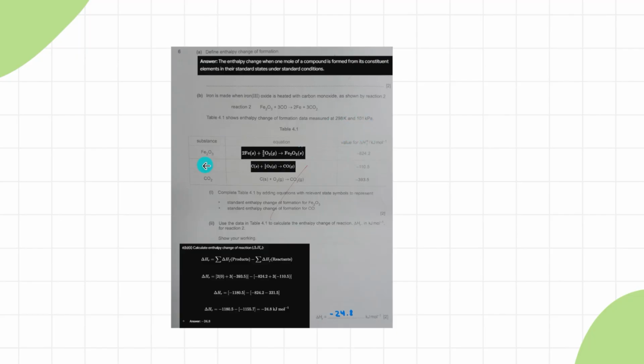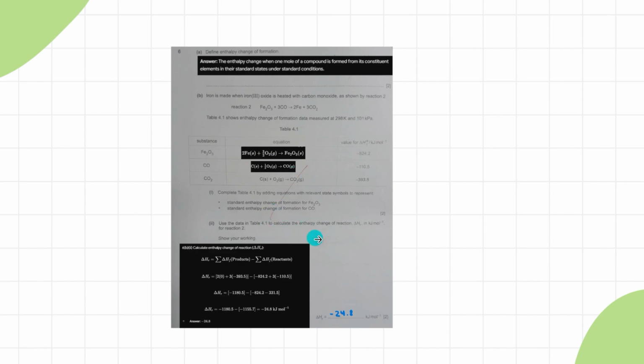So the equation for Fe2O3 is 2Fe(s) plus 3/2 O2(g) gives Fe2O3(s). C(s) plus a half of O2(g) gives CO(g). And CO2 is just like in the question. Complete number 4. Yes, we have already done completing the table 4.1 for Fe2O3 and CO.